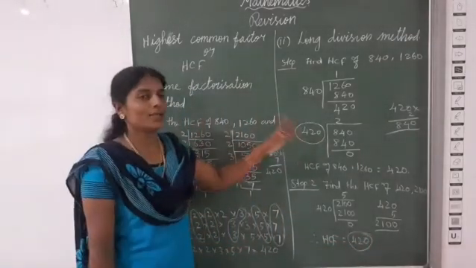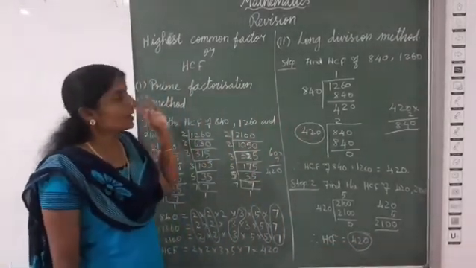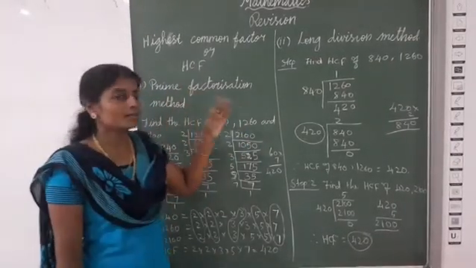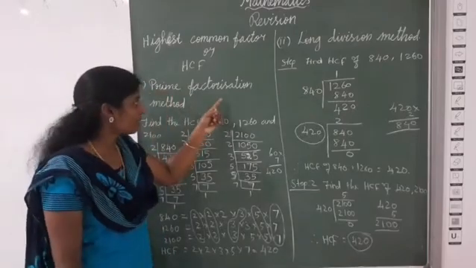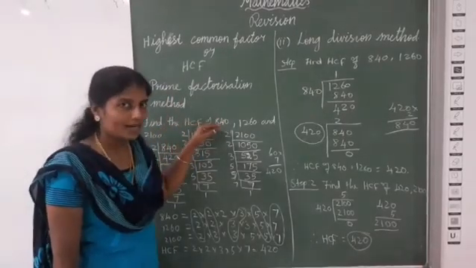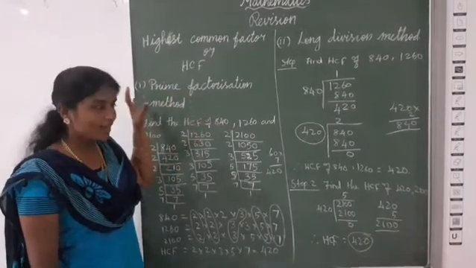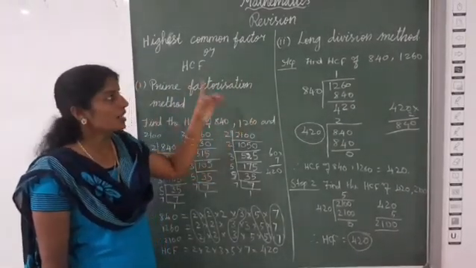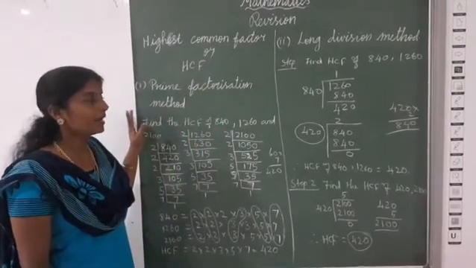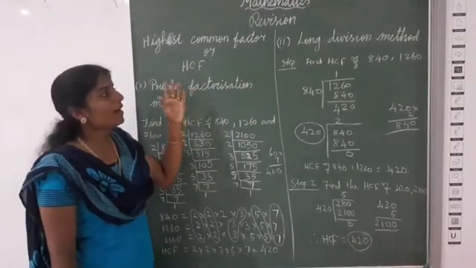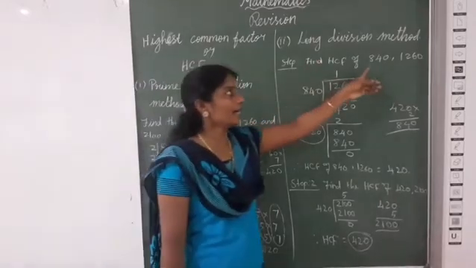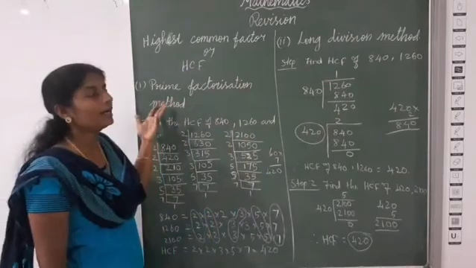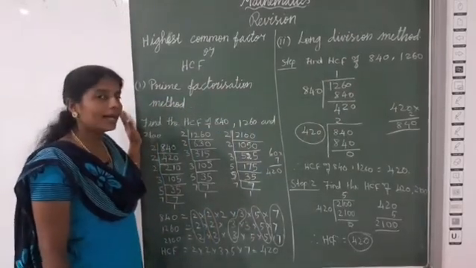We are using two methods, isn't it? If you can use any one method. Suppose they are asking the question using the prime factorization method for the HCF, then you can use the prime factorization method. Otherwise, if they are asking for the long division method, use the long division method. Simply, if they are asking to find the HCF of 840 and 1260, you can use any one method. That is your choice. Clear?